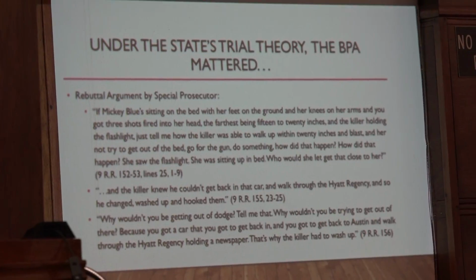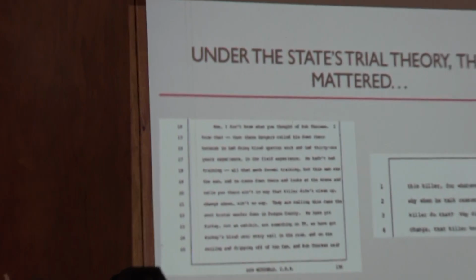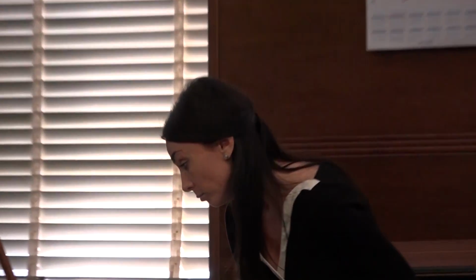Again, the same argument by Gary Llewellyn in rebuttal. This was the excerpt that I had taken from his closing. He says, "I don't know what you thought of Bob Thorman. These rangers called him down there because he had been doing blood spatter work and had 31 years. He hadn't had a lot of formal training." It's an understatement. "But this man, he came down there and looked at the scene and tells you, there ain't no way that killer didn't clean up."